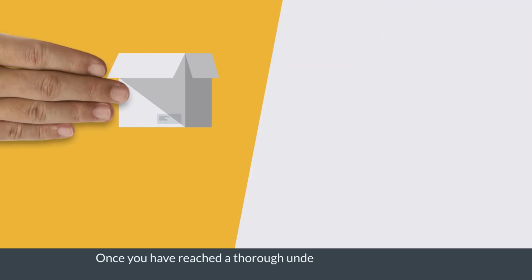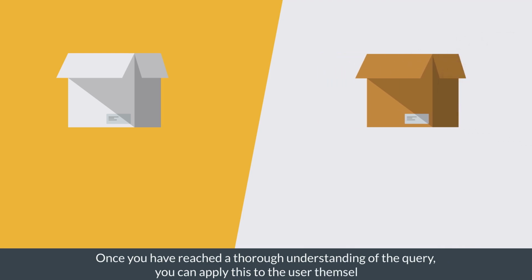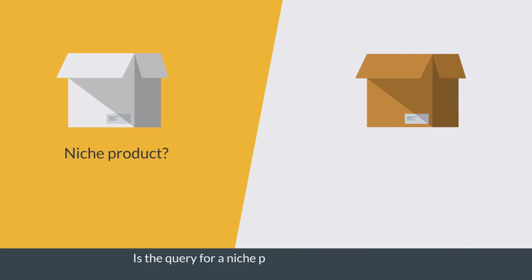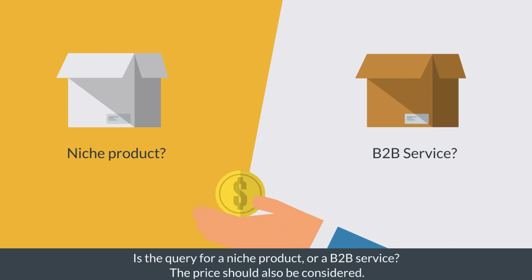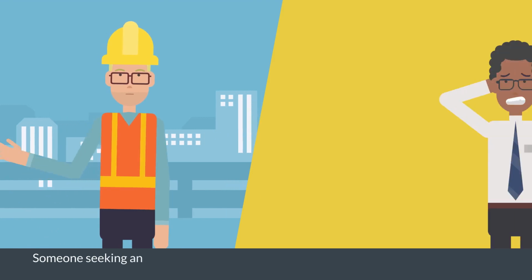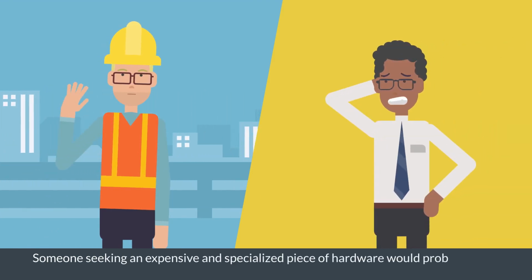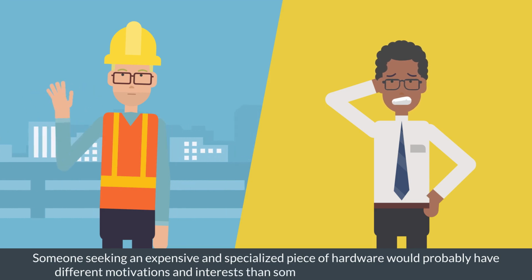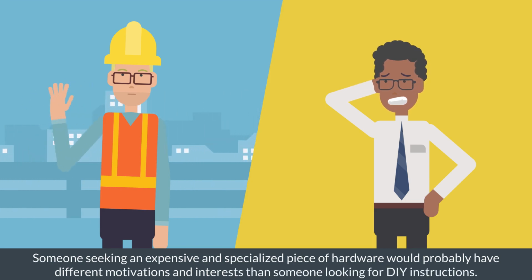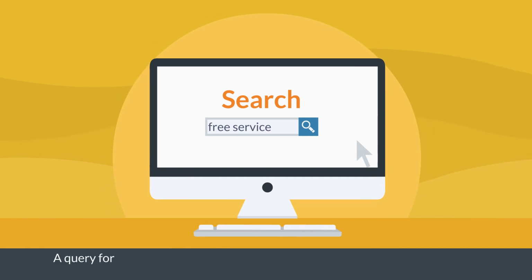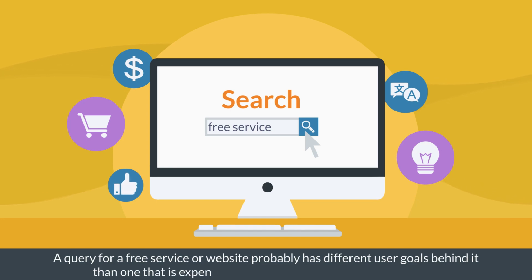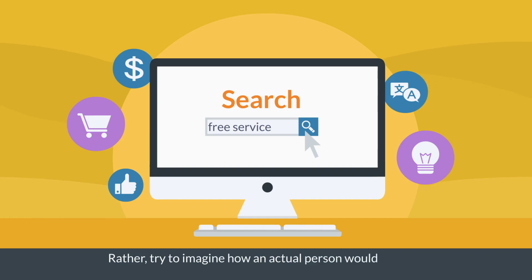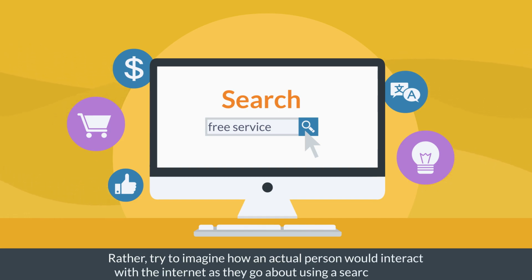Once you have reached a thorough understanding of the query, you can apply this to the user themselves. Is the query for a niche product or a B2B service? The price should also be considered. Someone seeking an expensive and specialized piece of hardware would probably have different motivations and interests than someone looking for DIY instructions. A query for a free service or website probably has different user goals behind it than one that is expensive. This doesn't need to be overthought. Rather, try to imagine how an actual person would interact with the internet as they go about using a search engine.